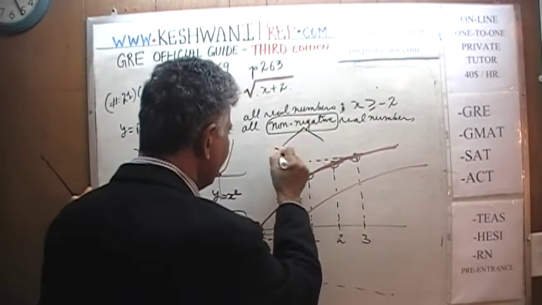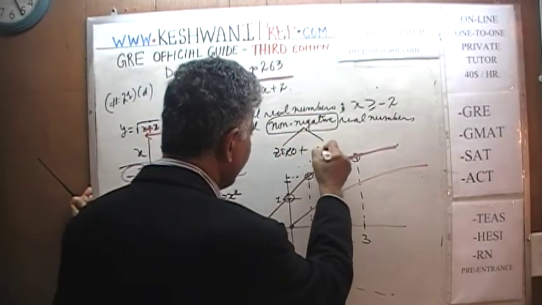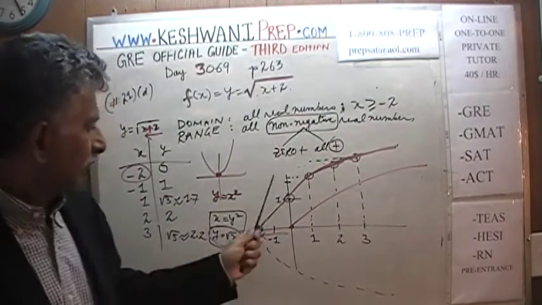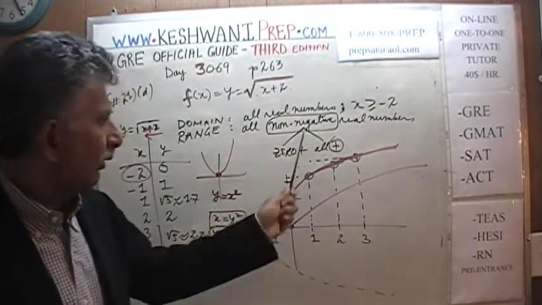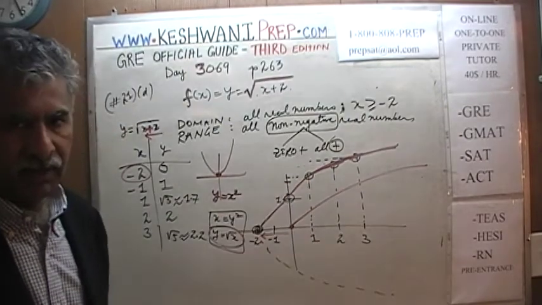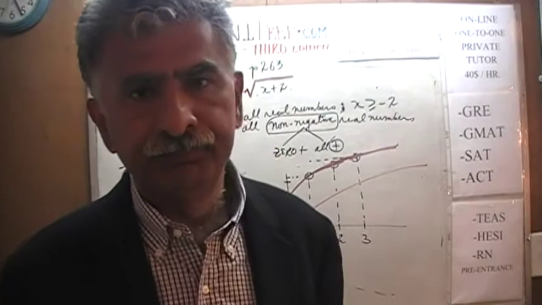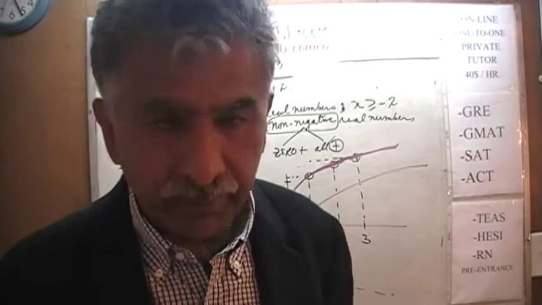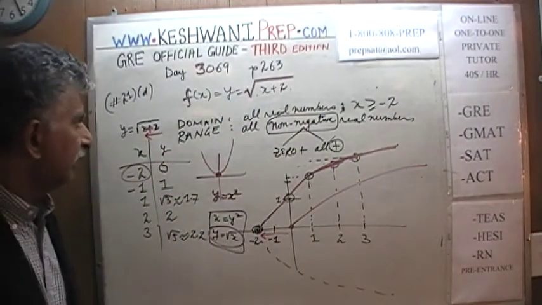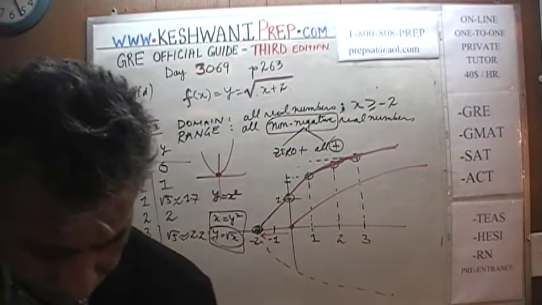Non-negative real number means zero and all positive numbers. Zero and all the positive values. Zero and all the positive numbers are called non-negative real numbers. They are all real numbers and they are non-negative. Non-negative means you're including zero. That's their way of saying that don't forget the zero. That's all. We're done with this thing. I think we've done enough of it. Let's move on to the next problem.